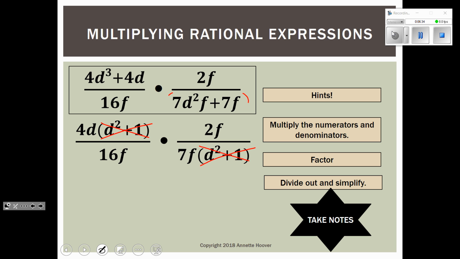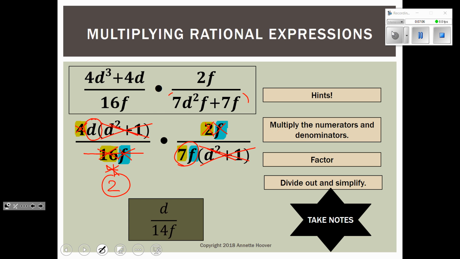We have a 4 and a 16. That would become 1. This one would become 4. We also have a 2. It becomes 1, and now this 4 becomes 2. We have an f on top and an f on the bottom, so everything here is gone. And what we have left on the top is just a d. This is the only thing remaining. And on the bottom we have a 2 times 7f. So when you multiply the top together, we have d left on the top, and we have 14f left on the bottom. All my color coordinating there shows things that I canceled out.